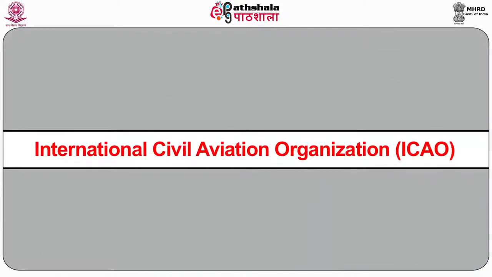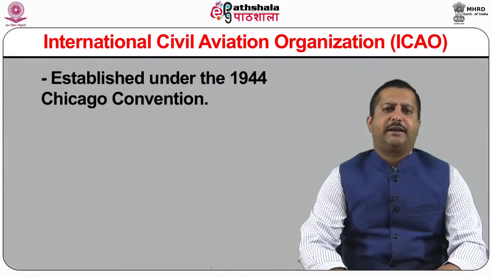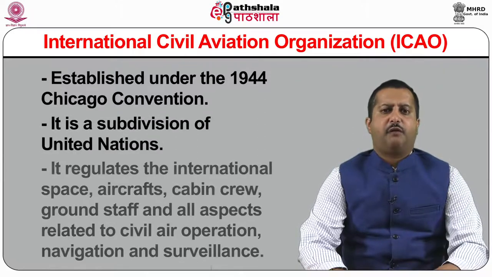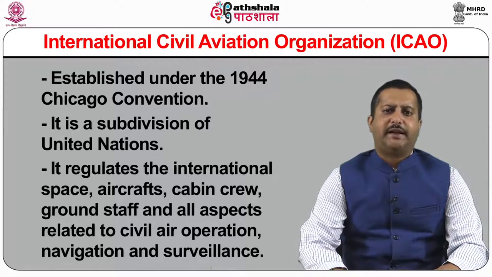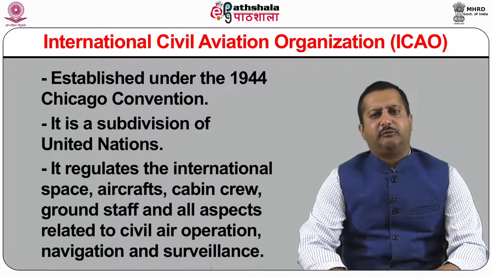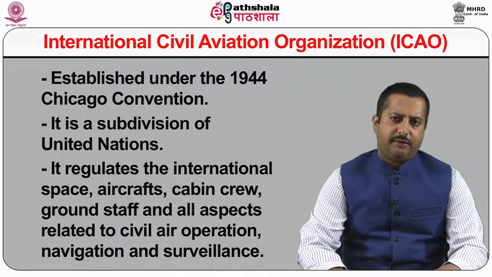Now, I will discuss ICAO, that is the International Civil Aviation Organization. It was established under the 1944 Chicago Convention. It is a subdivision of the United Nations. It regulates the international space, aircraft, cabin crew, ground staff, and all aspects related to civil air operation, navigation, and surveillance.